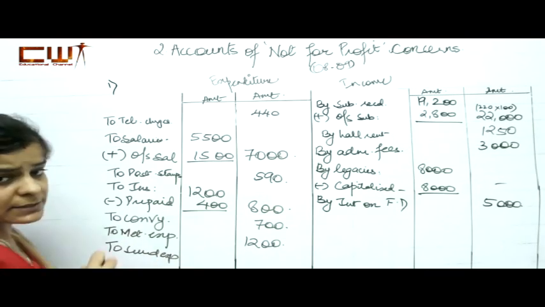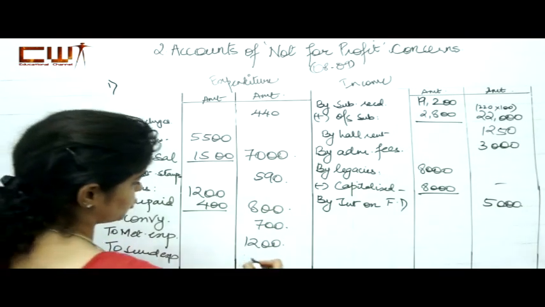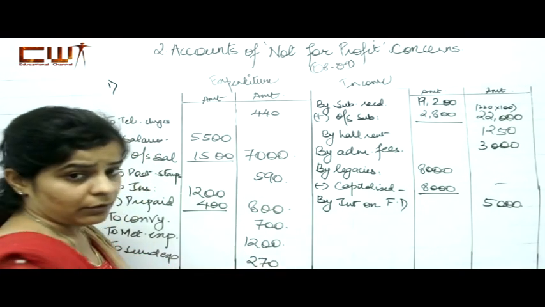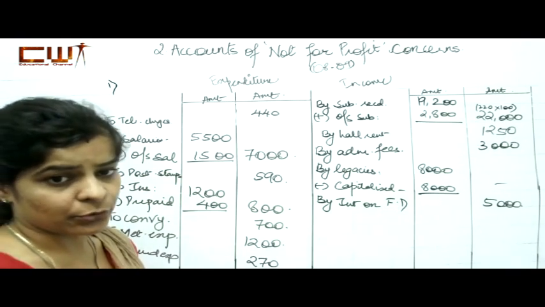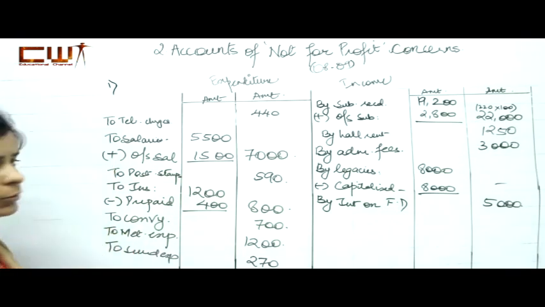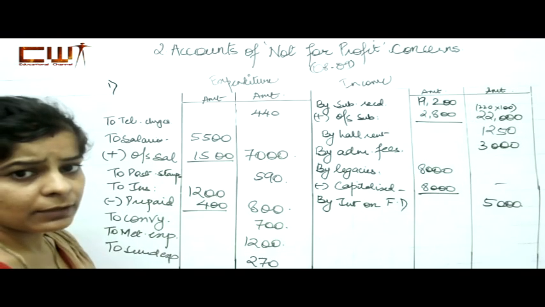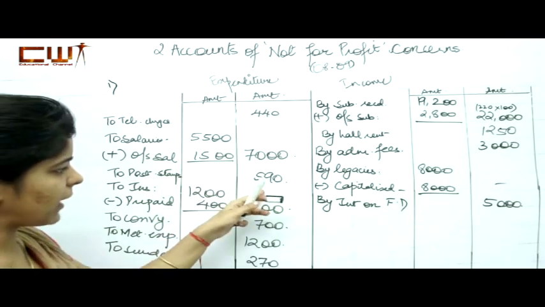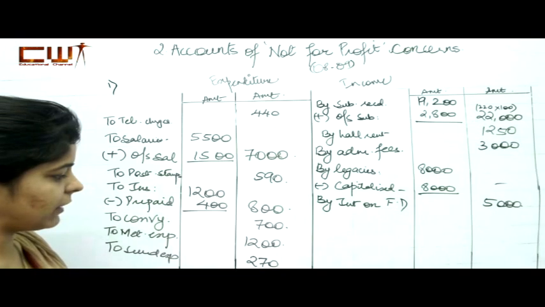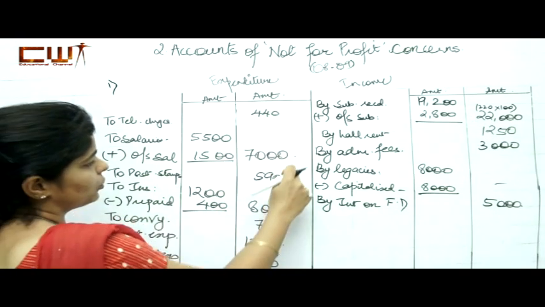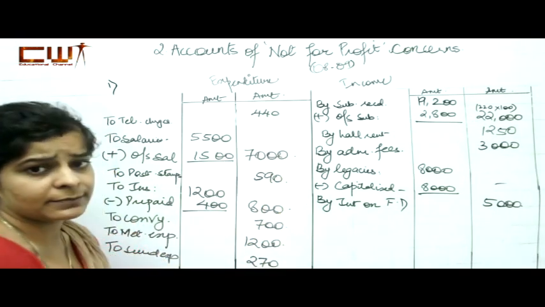To sundry expenses, how much have they given? 270. No adjustment is given to you. Right? So see now, you have 440, then 7,000, 590, 800, 700, 1,200 and 270. That is 7 items.